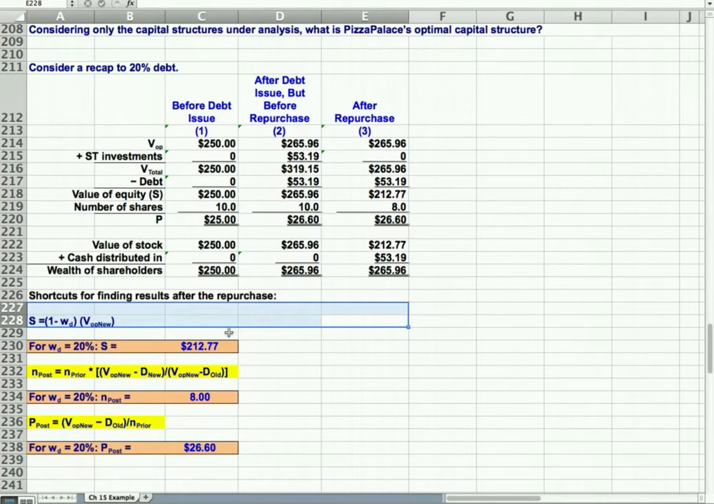And that represents the recapitalization. So we issued debt. This is before the debt was issued. We issued debt, and we used that debt, 53.19, which was at this point still cash on our books, short-term investments, and the debt. Then we used that to buy back 2 shares. So the shares declined. We used the cash here to pay out and buy the shares back. We still have the debt here. And that's it.